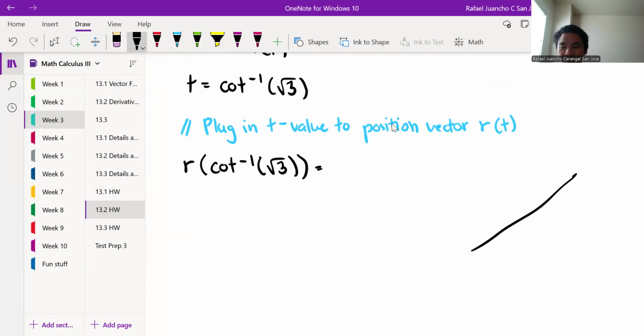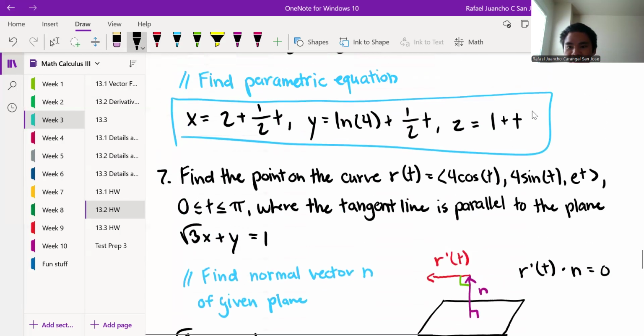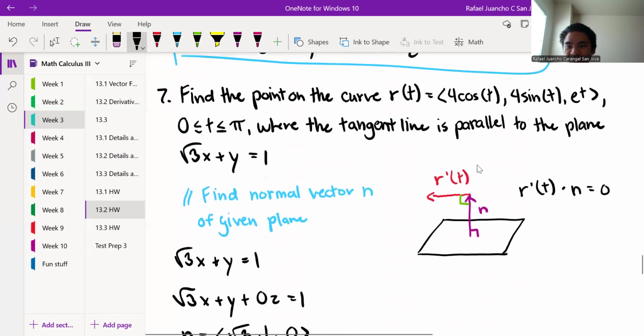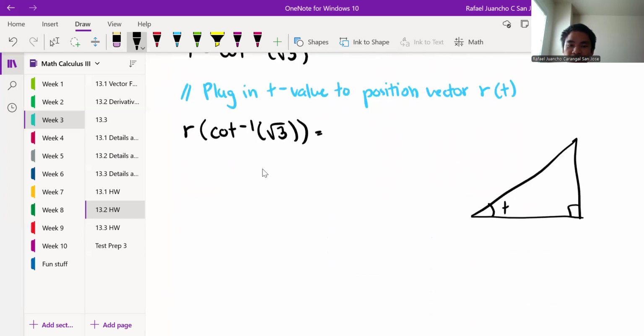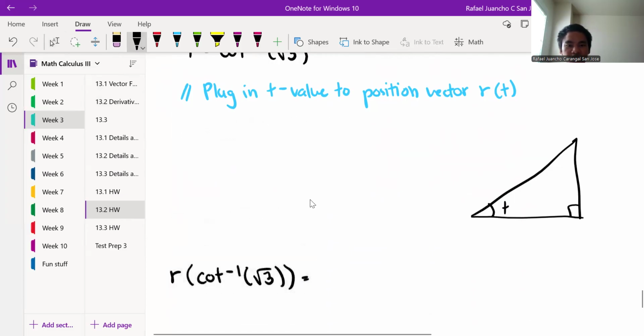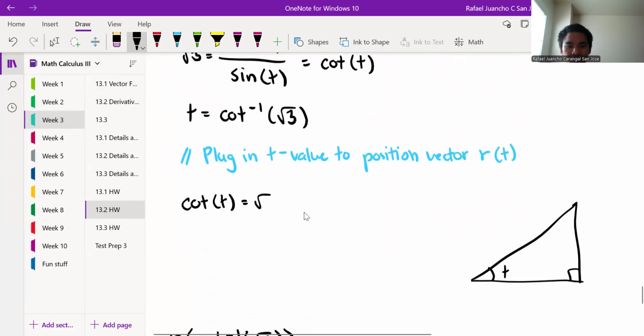Well, I can make a right triangle. I could say this is some angle t, and then here I have 4 cosine t, 4 sine t, e to the t. So here I can say, we know from here, let me just put this down, we're going to solve this later, that cotangent of t is equal to square root of 3. What does that mean?